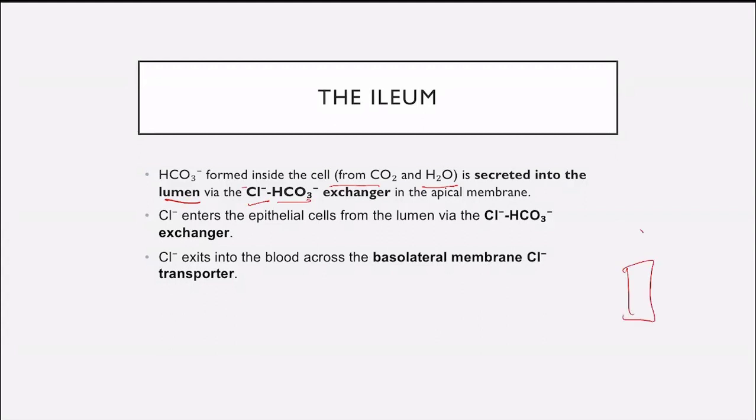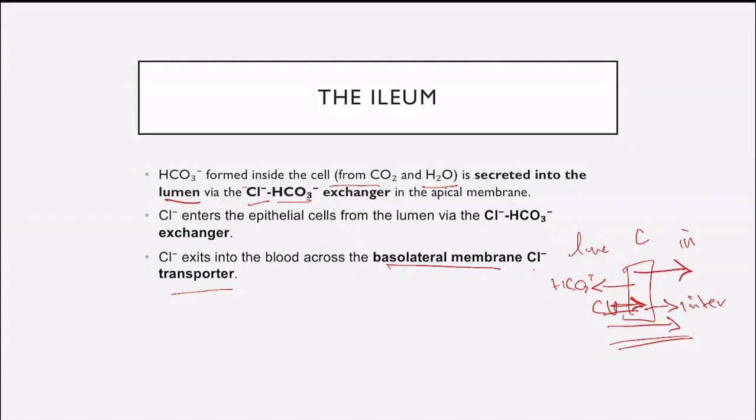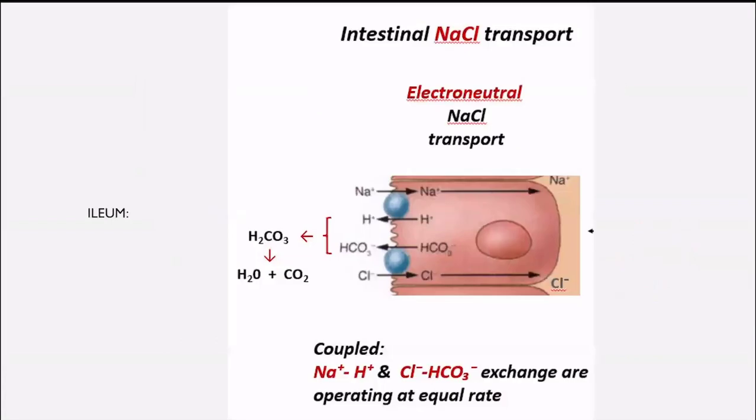Again, you have the cell, you have the interstitium, and then you have the lumen. The hydrogen carbonate is going to go out into the lumen, and the chloride is going to go into the cell. So in this case, you're going to have chloride moving into the cell and then out into the interstitium. Chloride exits into the blood across the basolateral membrane chloride transporter. So in this case, you have sodium moving into the interstitium, and then you have chloride moving into the interstitium. This is a diagram.